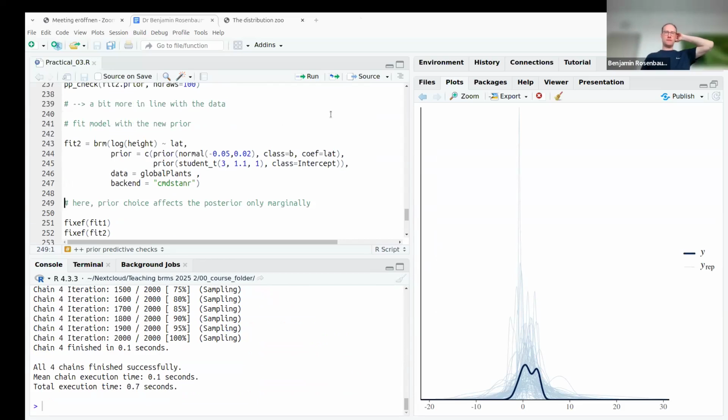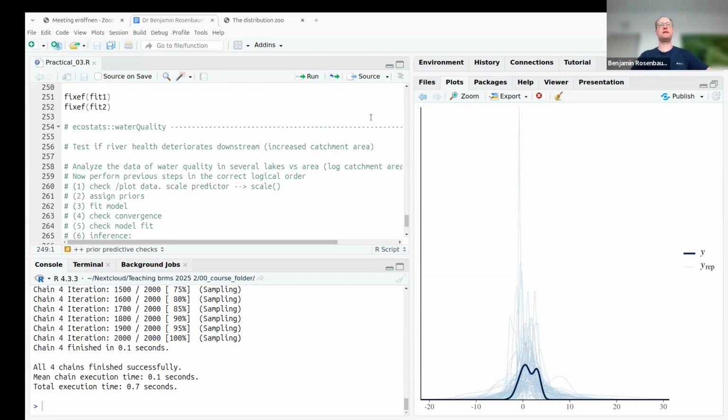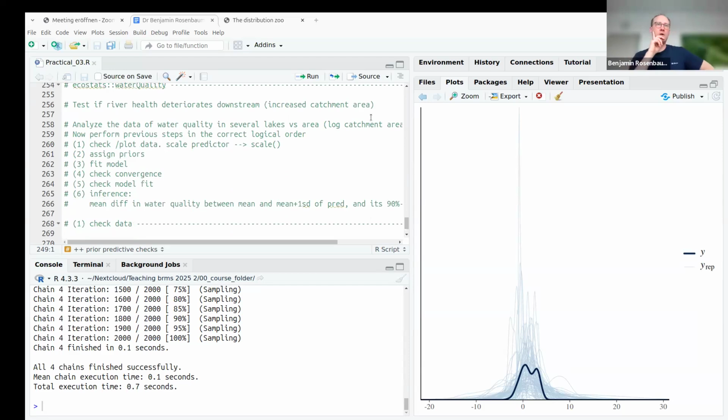Okay. I must say the order of things we did here was a bit all over the place because first I wanted to introduce, okay, what is the posterior? How does it look like? How do I make predictions? But as an exercise for you, I want you to analyze another data set, but now in the correct order.